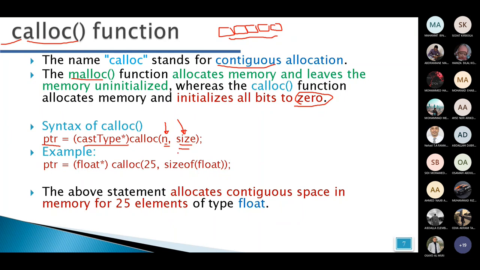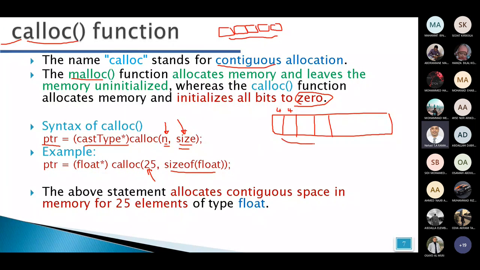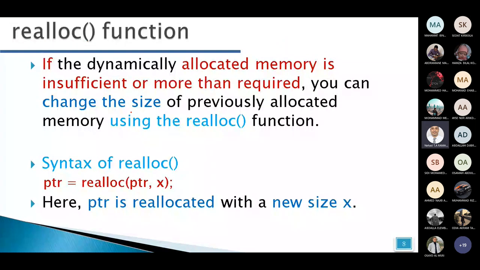In this example, we need 25 elements of floats. So we say the number of elements is 25, and the size of each element is sizeof a float. So it will know that each element size is 4 bytes, if on my computer float is 4 bytes; maybe on another computer it's 8 bytes and so on. And all elements will be contiguous and indexed from 0, 1, 2, 3, and so on. Another function, I will give a description for all the functions, then I will give the examples.